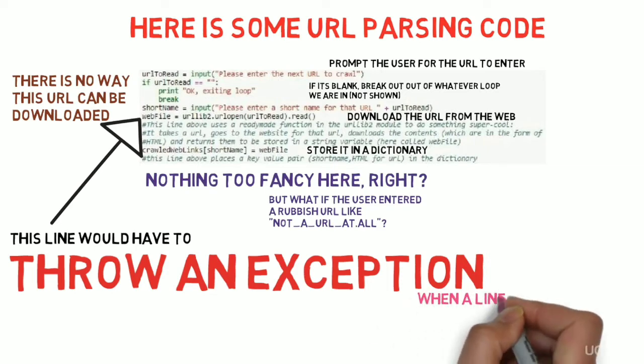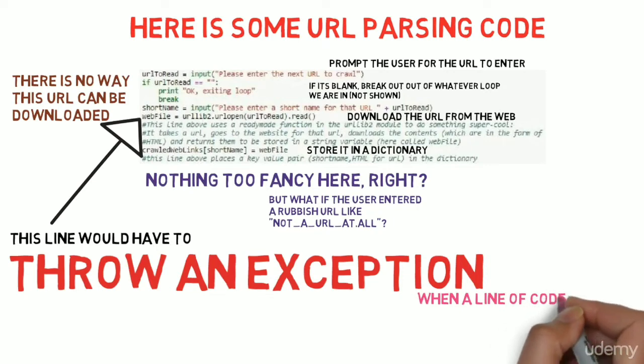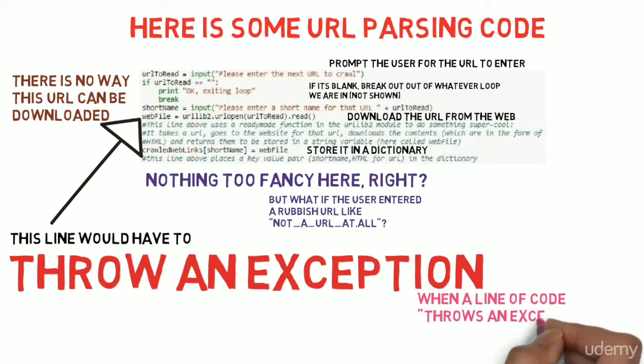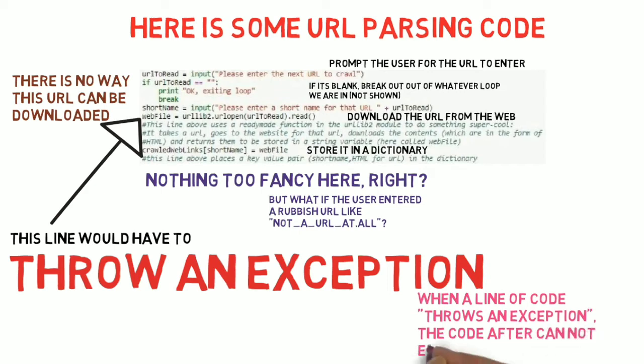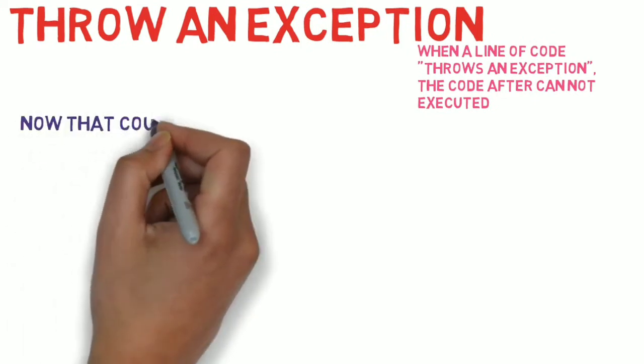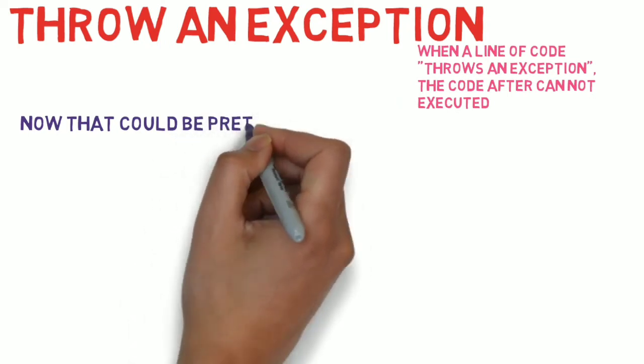Whenever a line of code throws an exception, the next part of the program following that line cannot be executed, because the program will assume that whatever comes next depends on whatever has come till now. So since your program has stopped or thrown an exception, it cannot move on to the next line. Now, this could actually turn out to be pretty bad.